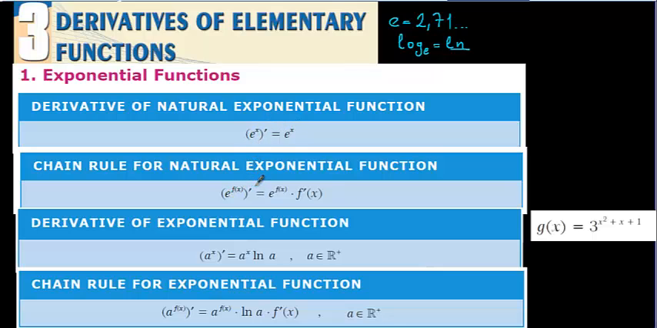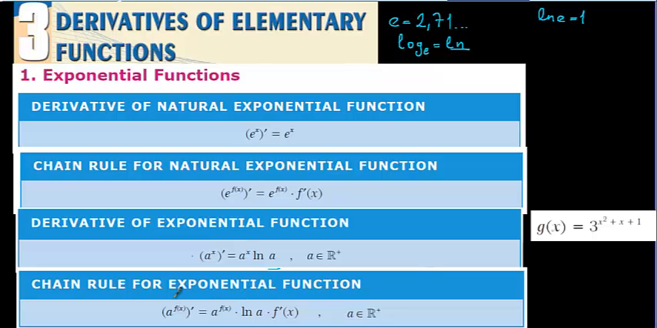Then we have e to the power of f(x). The derivative of e to the power of f(x) is written like the previous one, e to the power of f(x), times the derivative of f(x). Then the derivative of the power function is a to the power of x, like e to the power of x, a to the power of x times ln a is the extra part here, here times ln e. If you remember, ln e is equal to 1, that's why this is e to the power of x times ln e.